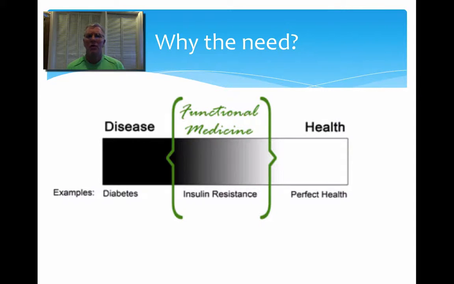If we look at this bar, we see on the left we see disease, and on the right we see health. And traditional medicine pretty much focuses on those two entities. A person either has health or they have disease. But there's a gray area in the middle, and this is where functional medicine practitioners focus. And the example at the bottom you can see is diabetes. A person could be in perfect health as far as their blood sugar is concerned, or they could have diabetes. But there's this area in the middle where a person is considered insulin resistant or pre-diabetic.